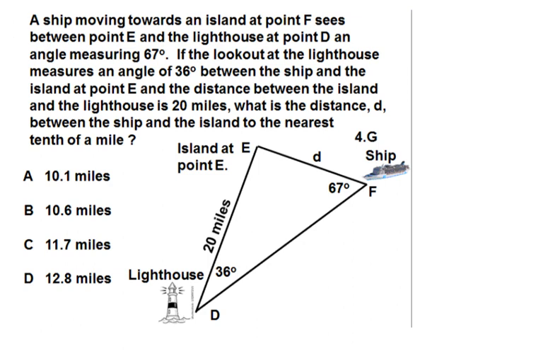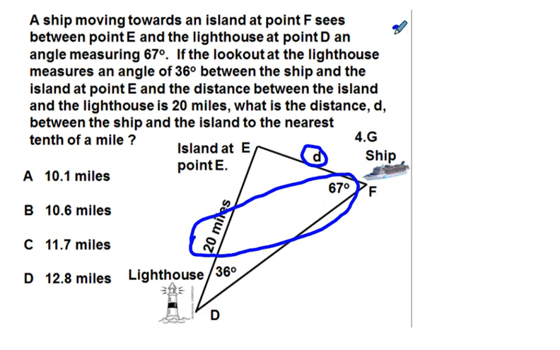Next, a ship moving towards an island at a point F. So you've got this ship at point F, between point E and the lighthouse at point D, an angle measuring 67 degrees. So 67 degrees is the angle between looking out at the island on the right and the lighthouse on the left. And we know that the distance between the island and the lighthouse is 20 miles. So we have a known side opposite a known angle. There it is. And we want to know side d.